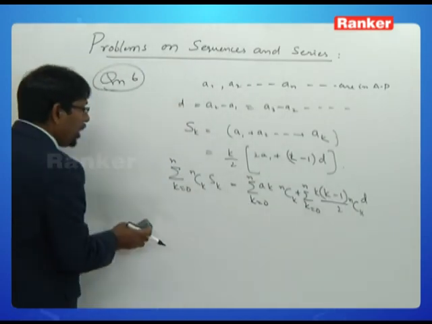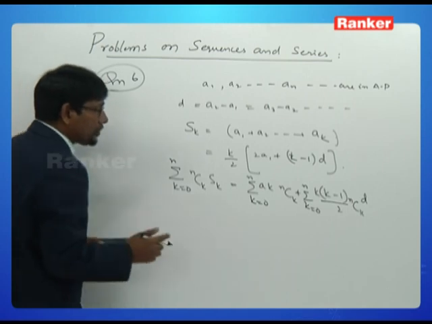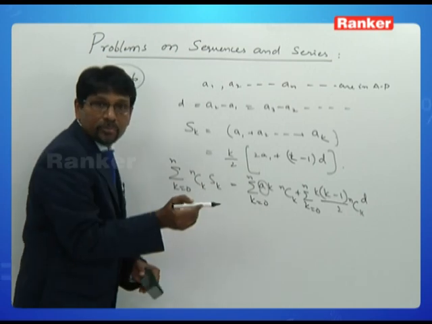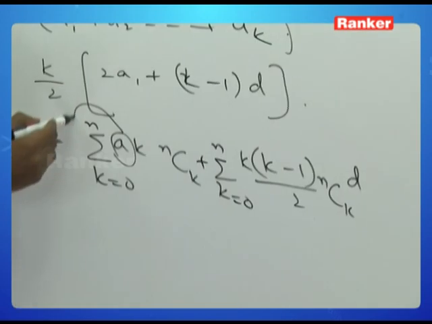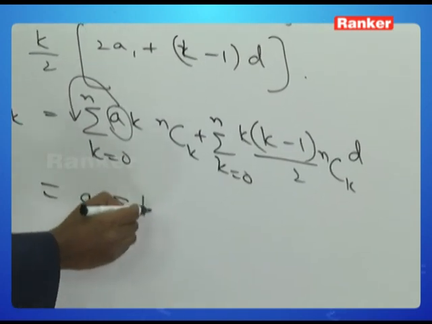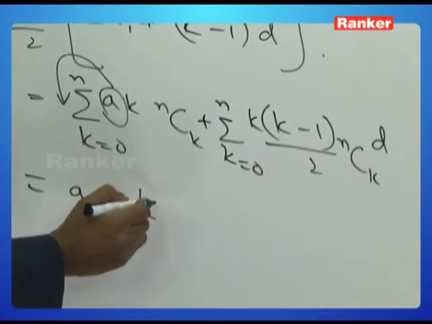Okay, observe that this part a is common in every term. A is common in every term, so we'll pull it out of this summation. So we get a into sigma k ranging from k into nCk.